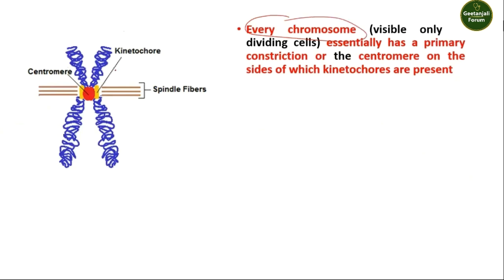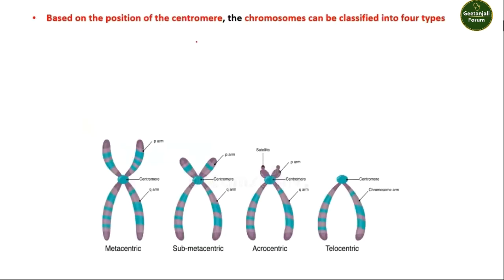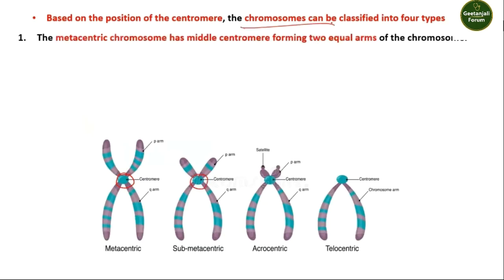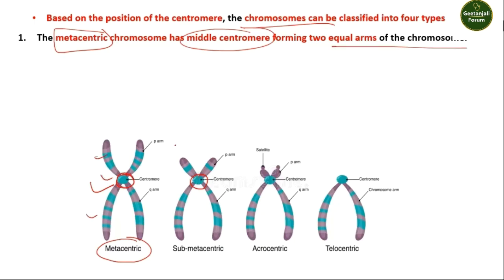Every chromosome has a primary constriction. This is the constriction and this is called centromere. And besides this centromere, you can see these two structures. They are called kinetochores. Now, according to the position of the centromere, we can classify chromosomes into 4 types. First one is metacentric. This one. This is the metacentric. In this type of chromosome, the centromere is located in the middle of the chromosome. This is the centromere in the middle.